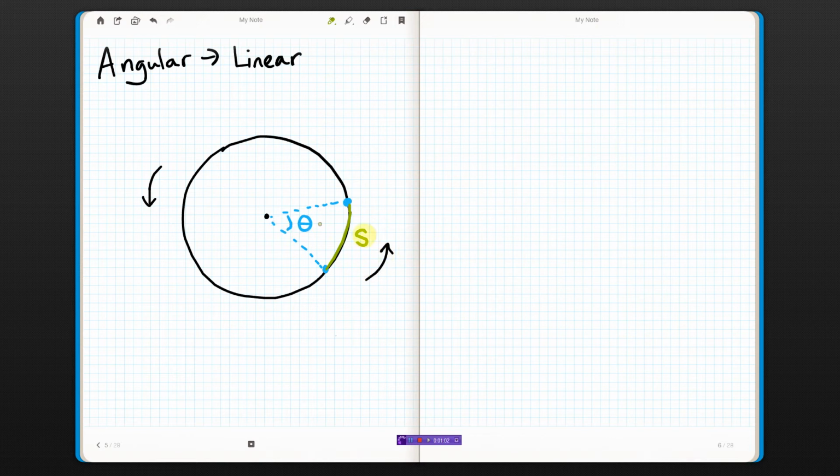So how do we go back and forth between these? How do I find s if I know the angle? Or how do I find the angle if I know s? Well, if this is the radius, then the arc length is equal to the angle that you just traversed times the radius. That's it. If you want to go back the other way, you simply solve for theta. So theta is the arc length divided by r. Now this only works if theta is in radians. You've got to make sure it's in radians.